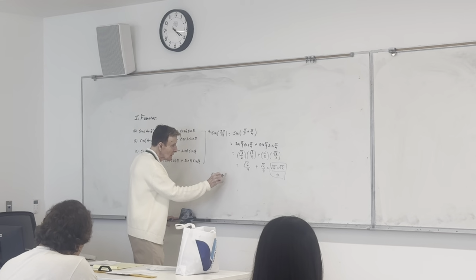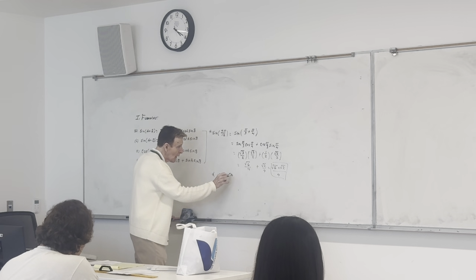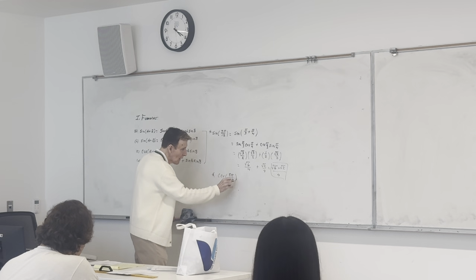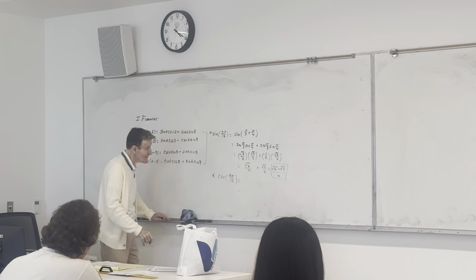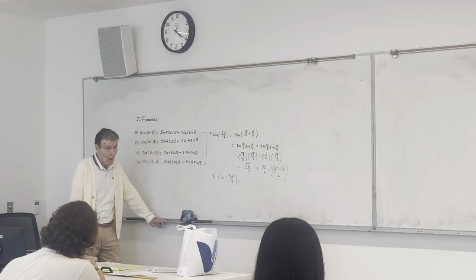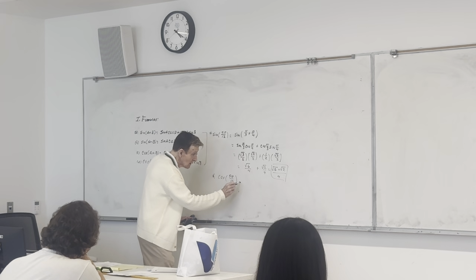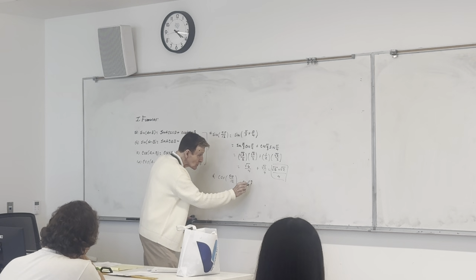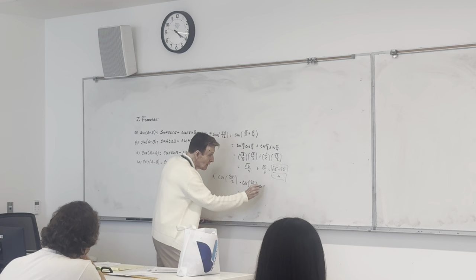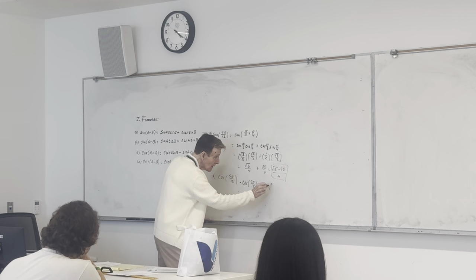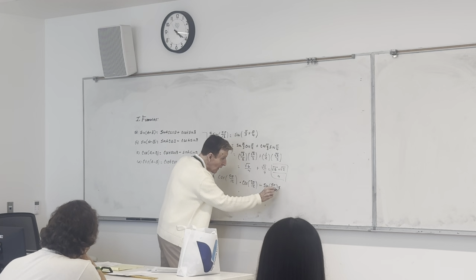Here goes, guys. There's more to it. Cosine times cosine 7 pi over 12, minus sine 5 pi over 12 times sine 7 pi over 12. Got you.